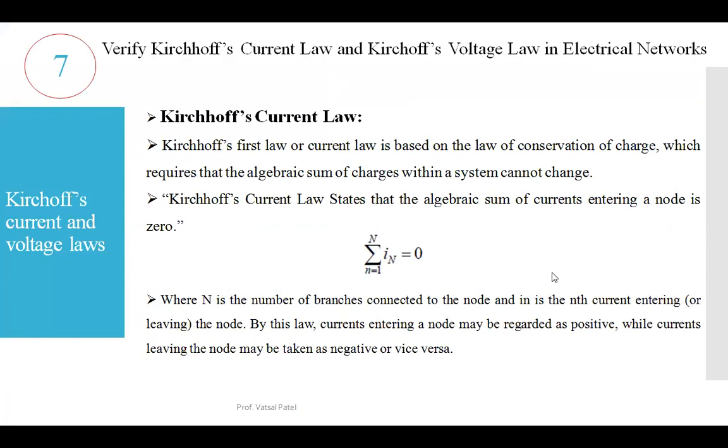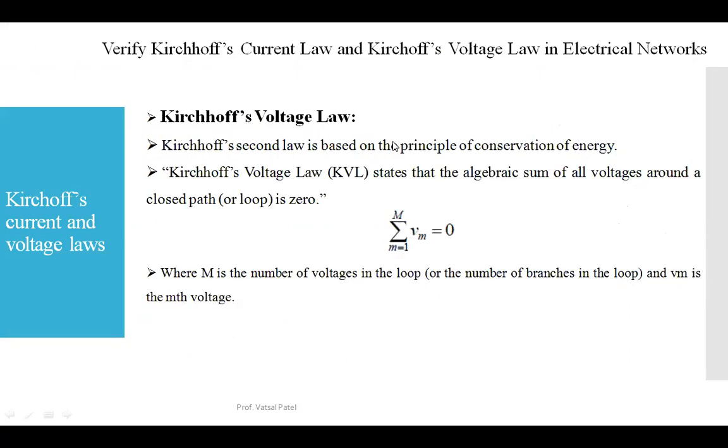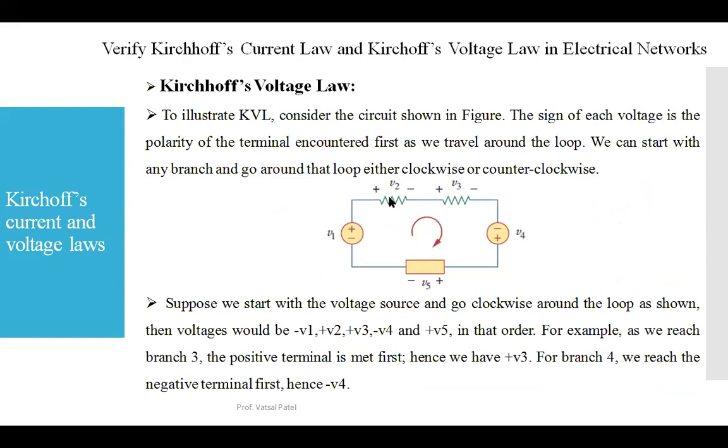With that, we discussed one example of five branches connected to a junction or node, and we identified the equation that the sum of the currents entering the node is equal to the sum of the currents leaving the node. Then we discussed KVL, the Kirchhoff voltage law. KVL is based on the principle of conservation of energy, and the statement says that the algebraic sum of all voltages around a closed loop path is equal to zero, and we discussed that using this diagram.